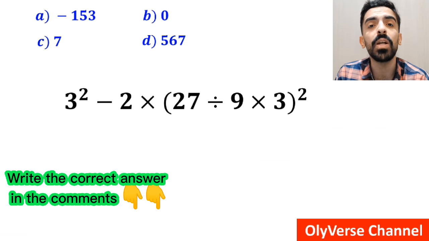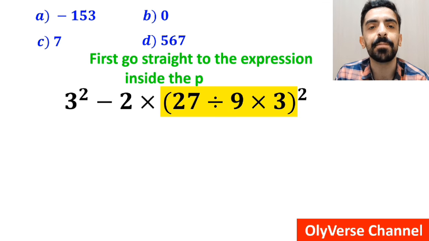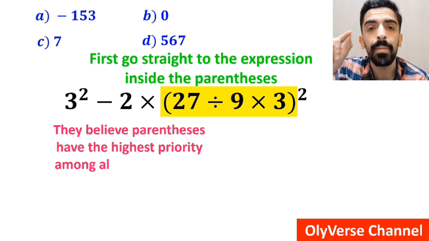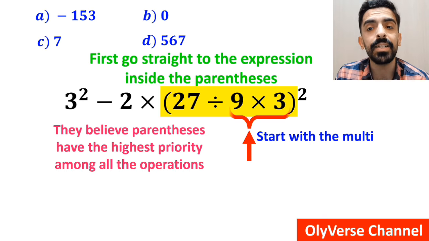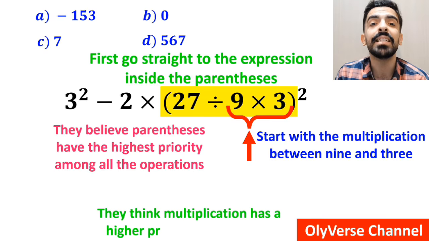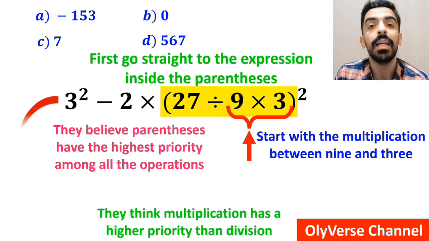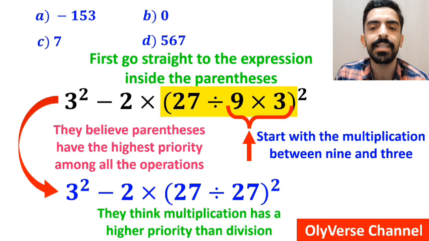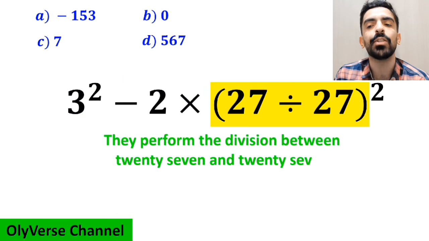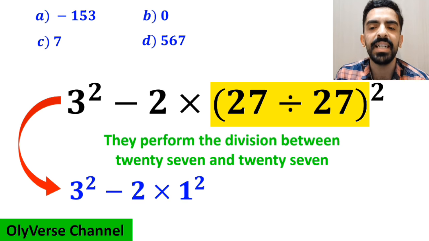Also, some other people when solving this question first go straight to the expression inside the parentheses because they believe parentheses have the highest priority among all the operations. And they start with the multiplication between 9 and 3 because they think multiplication has a higher priority than division. So, they rewrite this expression as 3 squared minus 2 multiplied by 27 divided by 27 inside the parentheses and all squared. In the next step, they perform the division between 27 and 27 and write this expression as 3 squared minus 2 multiplied by 1 squared.